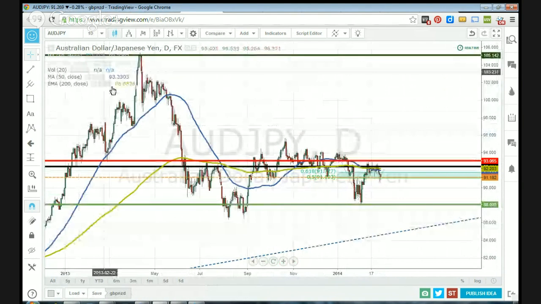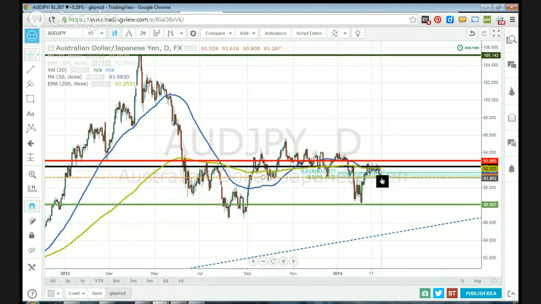Okay. So here is the Aussie Yen chart. I'm waiting to see if price can close below this dashed orange line. If it can, I'll move my stop to break even. So far, it has not.